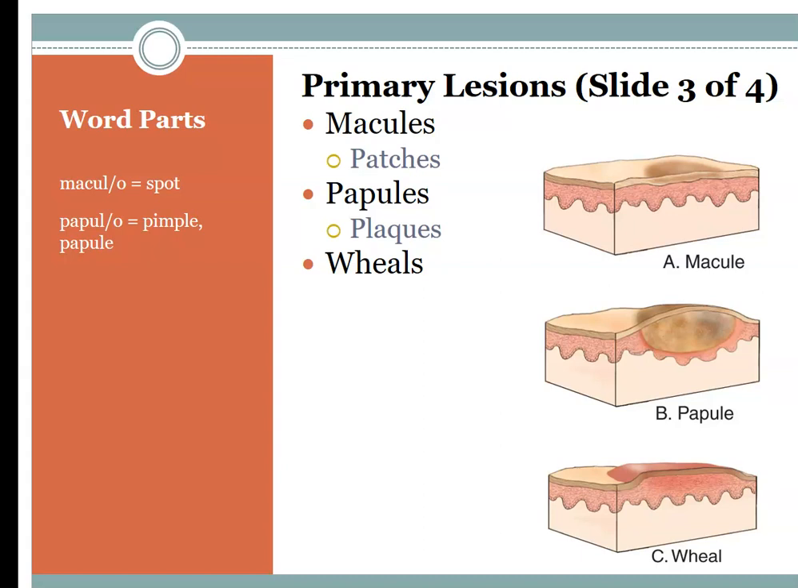A wheal is a circumscribed, elevated papule that is caused by a localized edema. Some examples of these could be bug bites, or urticaria, or hives, which are wheals that are caused by an allergic reaction. Now, if you look at the word parts, you've got macula is spot, papulo is pimple or papule.